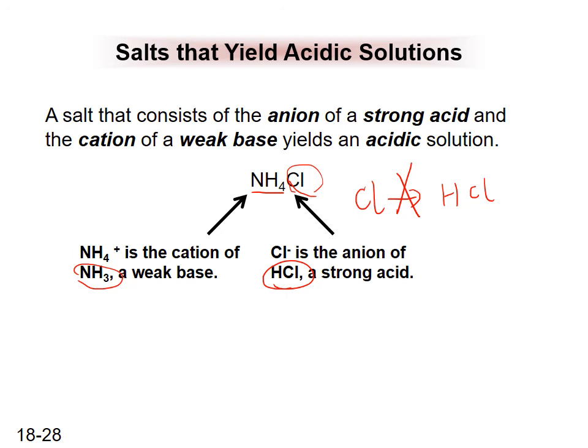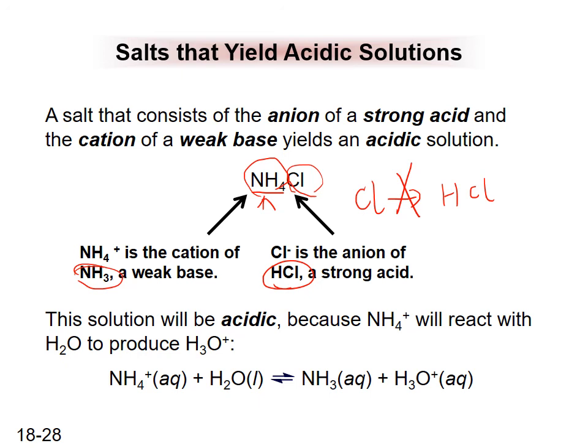On the other hand, ammonium comes from ammonia, so there's an equilibrium. If we have ammonium in solution, ammonium will react with water and go back to ammonia, the weak base, plus hydronium ion. Because of this reaction with water, it generates hydronium ion. This makes the solution acidic, due to the extra hydronium ion.